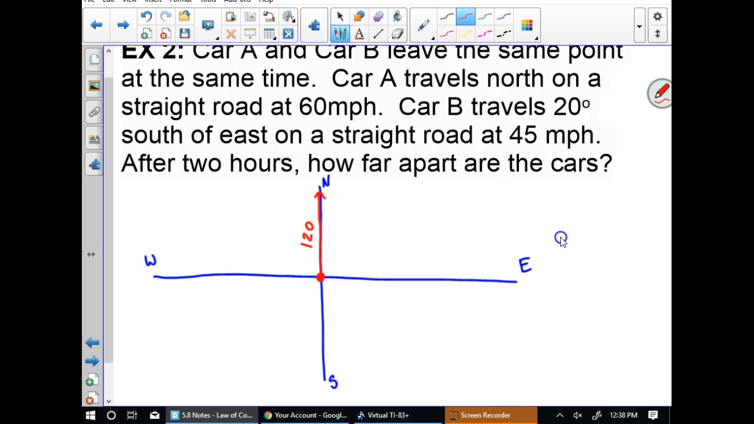Yeah, 120. All right. Car B is a little bit more difficult because for car B, they're going to travel 20 degrees south of east. So this is something we're going to do a lot whenever we do vectors.